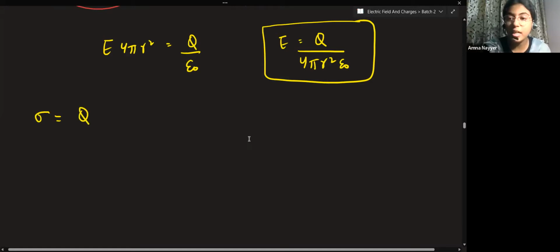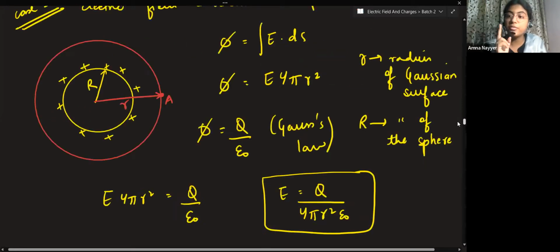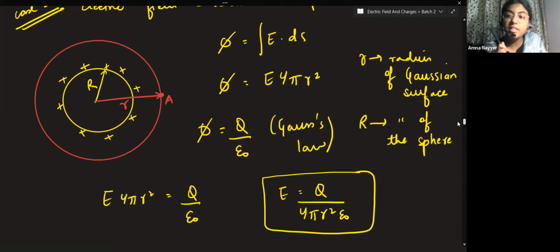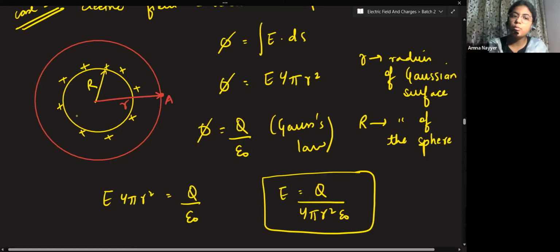Now see where the charge is spread. The charge is spread over the sphere only, not the Gaussian surface. So when you are taking the surface charge density, you have to consider the radius of the sphere. When we were applying Gauss law, calculating the flux, there we took the Gaussian surface's radius, small r. Now we are taking the charge density, meaning the charge present on this sphere, so you will be considering the radius of this sphere only.